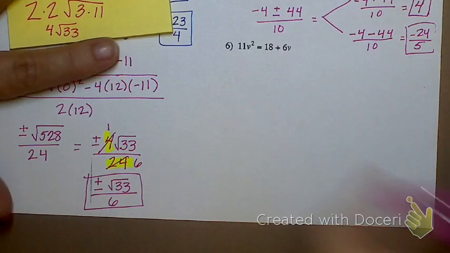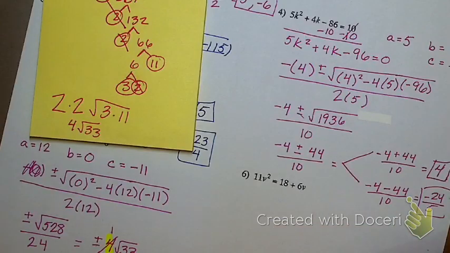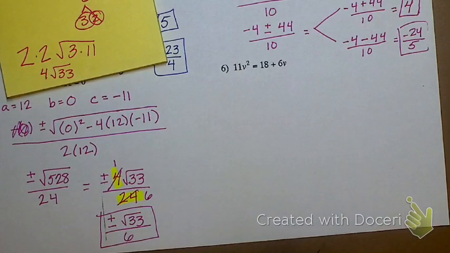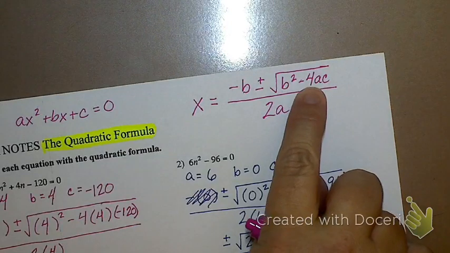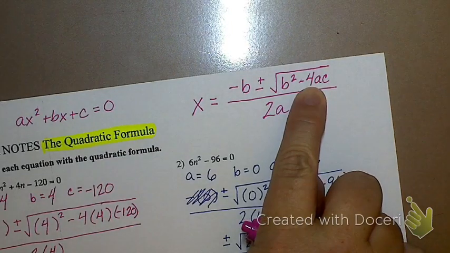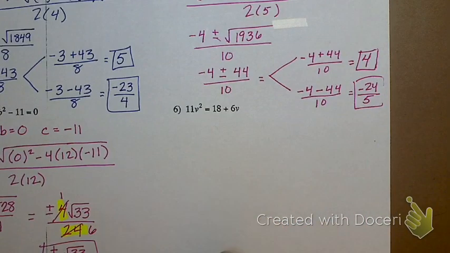Where did you get the negative? Oops, sorry. Where did I get the what? The negative 4. That's plus or minus. The negative 4? You mean this? Right here? Yeah. It's part of the formula, right up there. Okay?